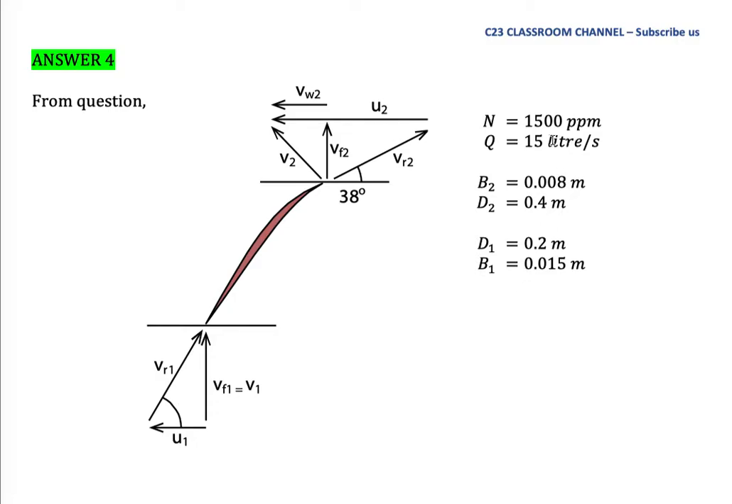So we need to change the liter here into meter cube per second. Please be careful when you convert liter per second to meter cube per second. So 1 meter cube is equal to 1000 liter.